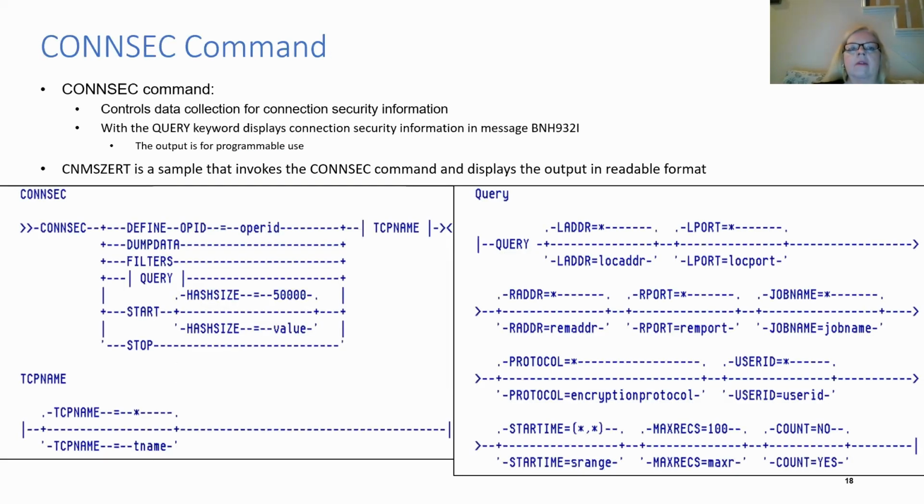So this is the CONNSEC command. If you're familiar with the TCPCONN NetView command, this looks very, very similar. You get to do all your filtering with this command. And so you can really drill down and just look at information for one connection if you really want to get to that level of granularity. So this provides you lots of ways to minimize the amount of data that you want to look at.